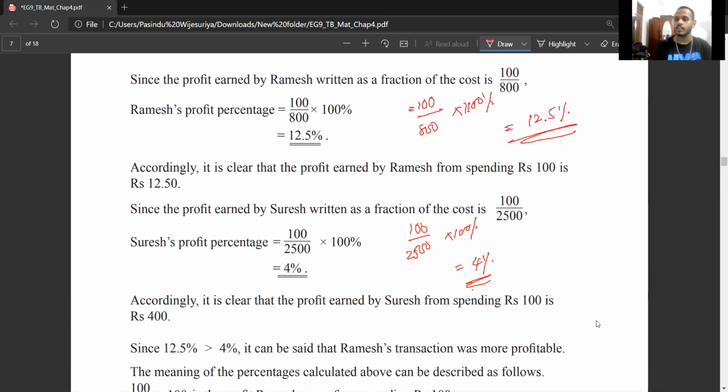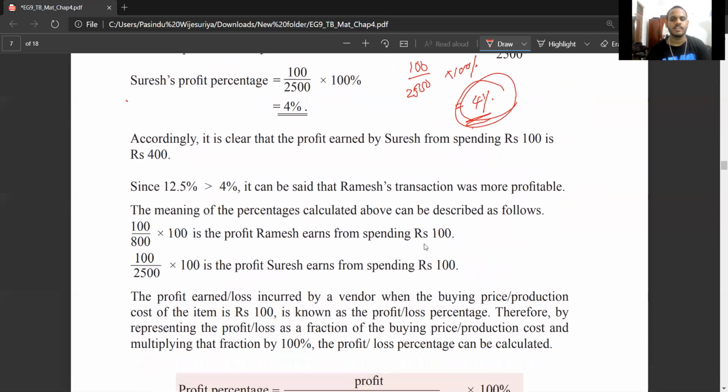So what is the higher profit? If you invested the money in Ramesh's company rather than Suresh's company, you will get a 12.5% return, while in Suresh's company you will only get a 4% return. What is higher? This is higher, so this is more favorable. That's what they're explaining here.